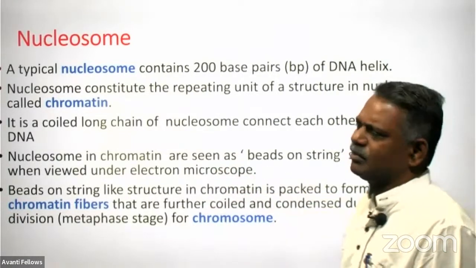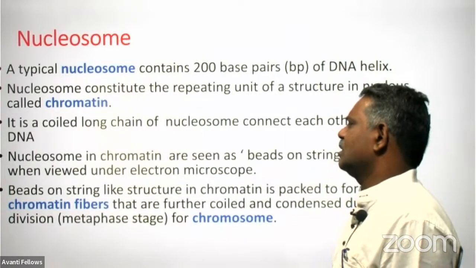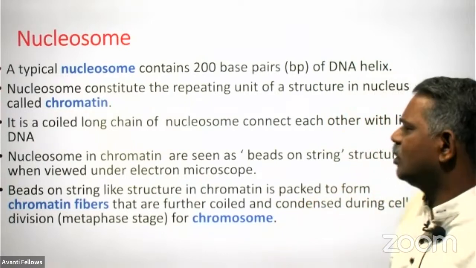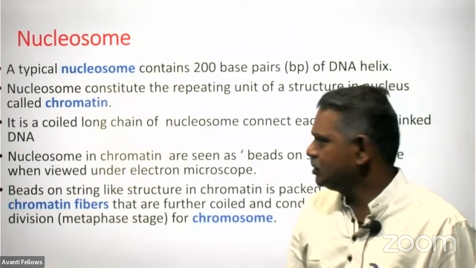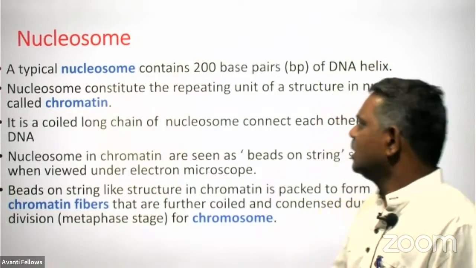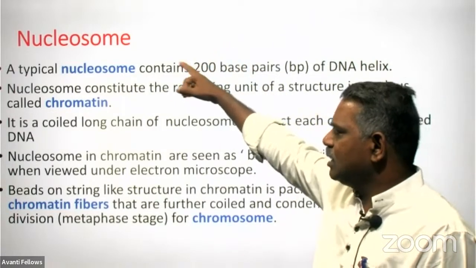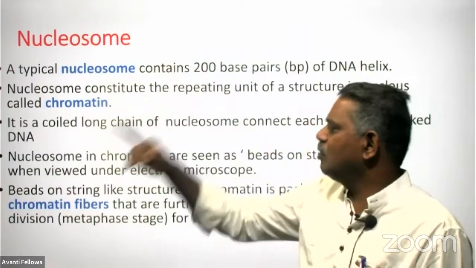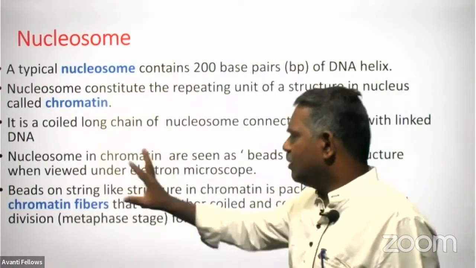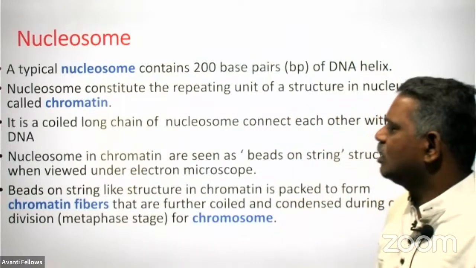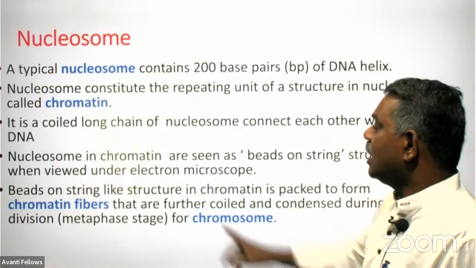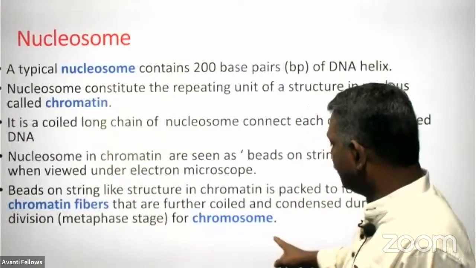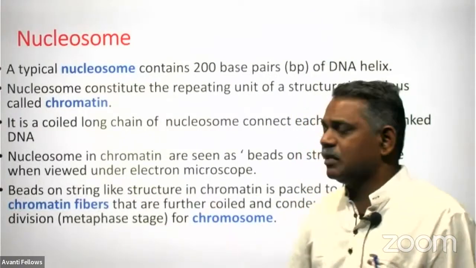The chromatin unit is somewhat coiled nucleosomes after connecting. And the beads-on-a-string-like structure in chromatin is packed to form chromatin fibers. See, first a nucleosome, then it goes for coiling to get the chromatin, then the chromatin again goes for repeated coiling to form a very long bead-shaped structure called the chromatin fibers. And these chromatin fibers again go for coiling and form the final product, and it is called the chromosome.